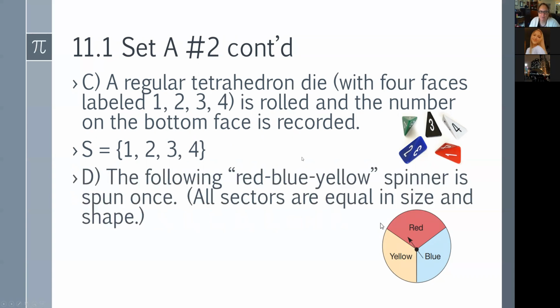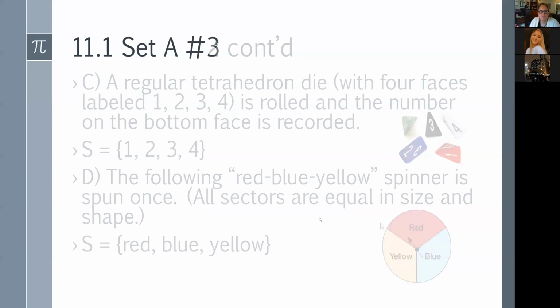1, 2, 3, 4. And then part D, the following red, blue, yellow spinner is spun once. It says all sectors are equal in size and shape. And so the outcomes, you could either land on red or blue or yellow. And it doesn't matter what order you list those in. So if you wrote that the sample space was yellow, blue, red, that would be fine also.